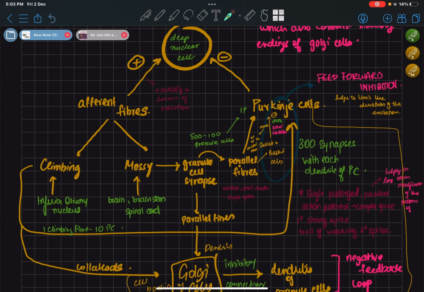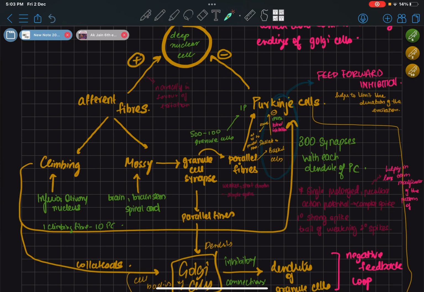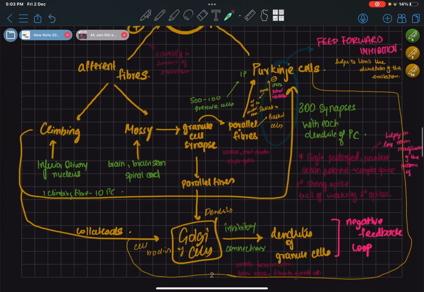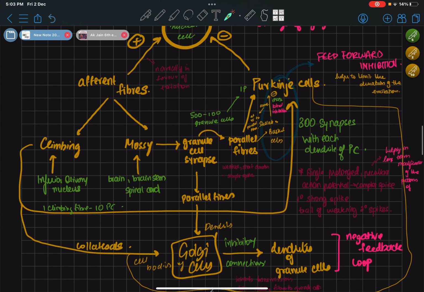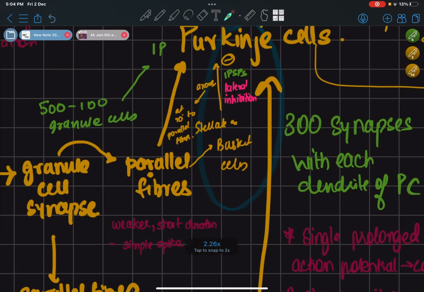Now we'll talk about the stellate and basket cells, which I have talked to you about. We talk about two basic things that happen in this circuit, the feed forward inhibition and the negative feedback loop. That is what is left over. So talking about the stellate and basket cells, the granule cells, or you could say the mossy fibers, or you could say the parallel fibers, they also synapse with the stellate and basket cells.